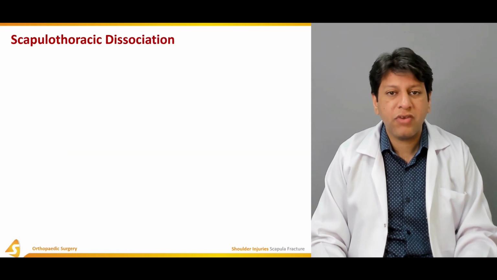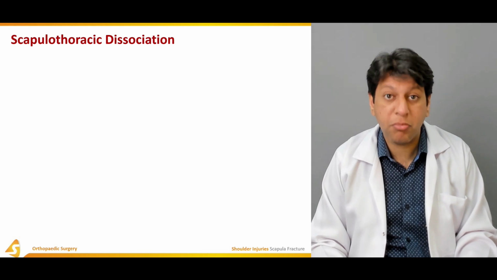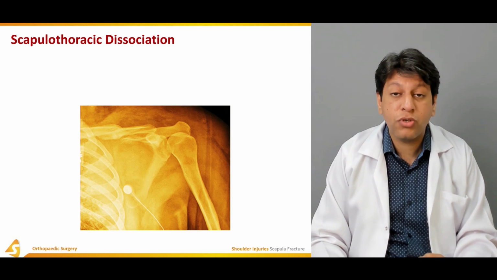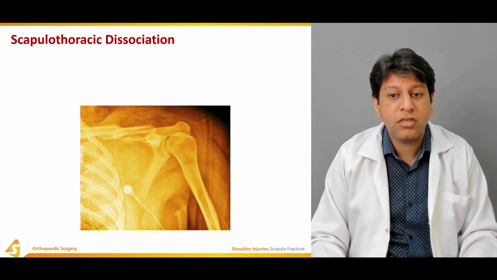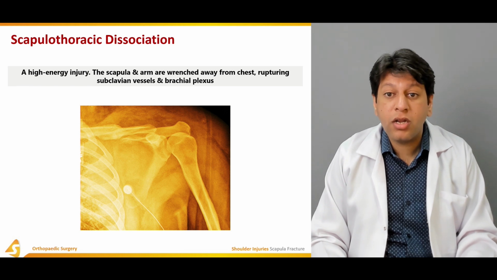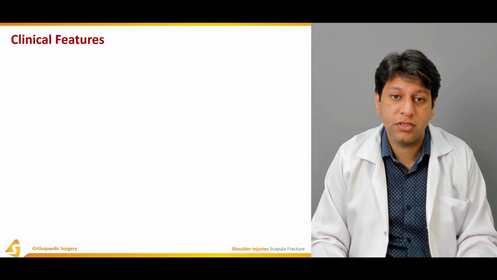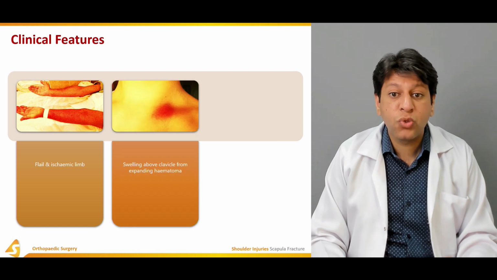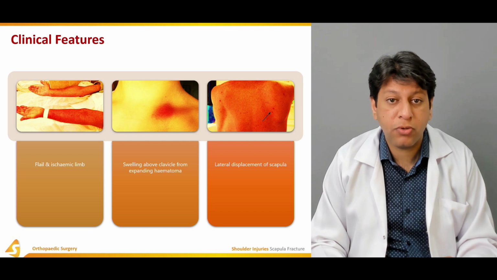Now coming to a very rare entity, called a scapulothoracic dissociation. Although it happens rarely, it can happen with shoulder injuries. And as I told you, shoulder injuries are usually massively high energy trauma, and sometimes this could result in a scapulothoracic dissociation as well. It's a high energy injury. The scapula and arm are wrenched away from the chest, rupturing the subclavian vessels and causing brachial plexus injury. Clinical features include a flail or ischemic limb, swelling above the clavicle from an expanding hematoma, and lateral displacement of the scapula.